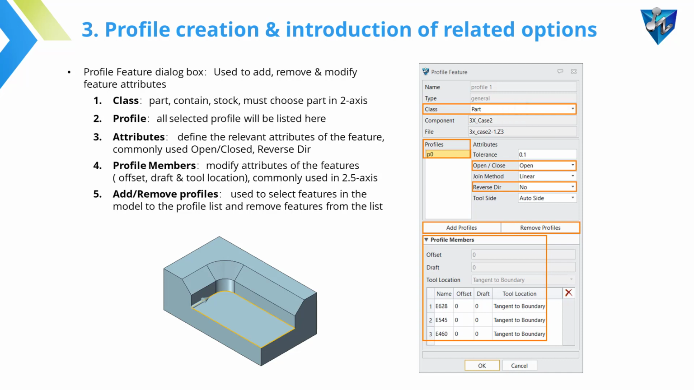You can assign the class type to be part, contained, or stock, and all the selected profiles will be listed here. The Attributes tab is to define the relevant attributes of the feature, and the Profile Members is to modify the attributes of the features like offset, draft, and tool location is mainly used in 2.5x. I will have further explanation later. And add and remove profile, as its name suggests, is to add or remove features from the list.